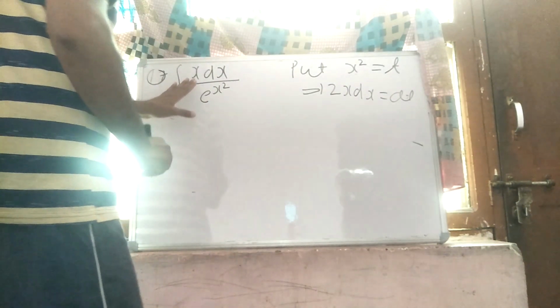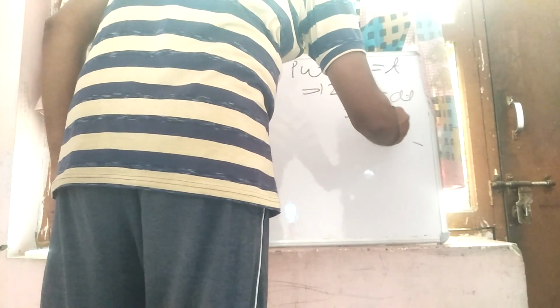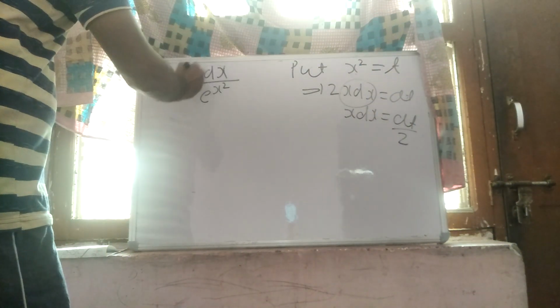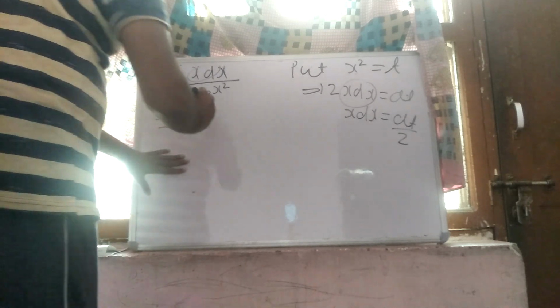What about question 17? The integral of x dx upon e to the power x square. We have to put x square equal to t. So 2x dx equals dt. We have to find x dx, which is dt upon 2.